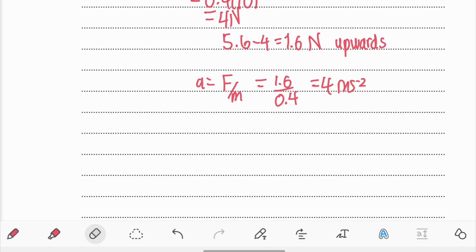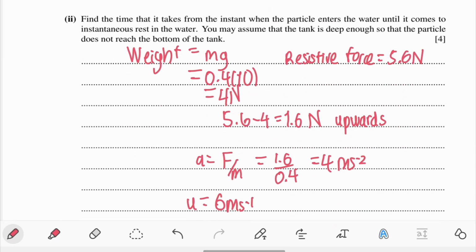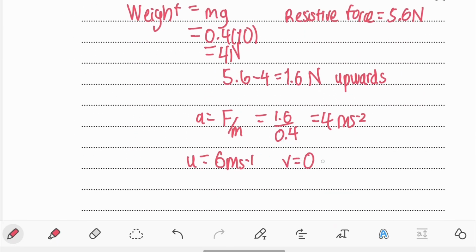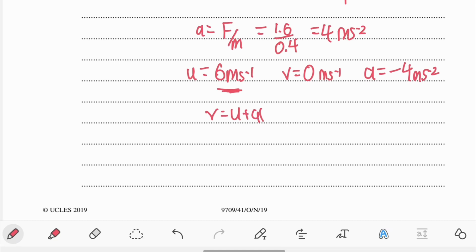Okay, so the initial speed of the particle falling through the water was 6 meters per second, because that's what we calculated in the first part. It entered the water with this speed. The final speed, the speed we're trying to study, is 0, and our acceleration is actually negative 4 meters per second squared, because the acceleration is upwards and the speed is downwards, so they act in opposite directions. So v is equal to u plus at is sufficient for this, and 0 is equal to 6 minus 4t. So 4t is equal to 6, so t is equal to 1.5 seconds.